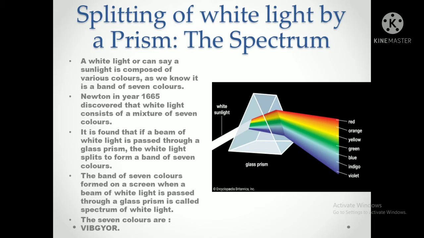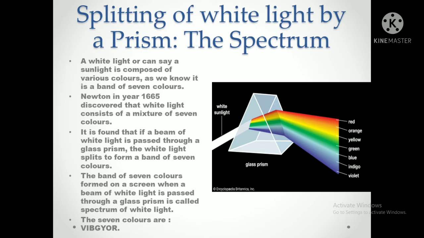Newton, in the year 1665, discovered that white light consists of 7 colors. But how did he discover this? With the help of a prism. Let's see. It is found that if a beam of white light is passed through a glass prism, the white light splits to form a band of 7 colors.